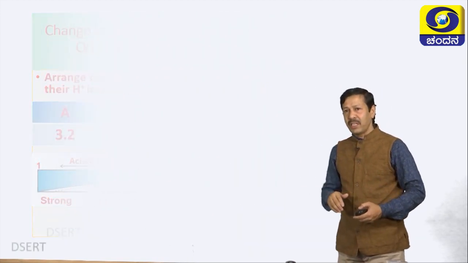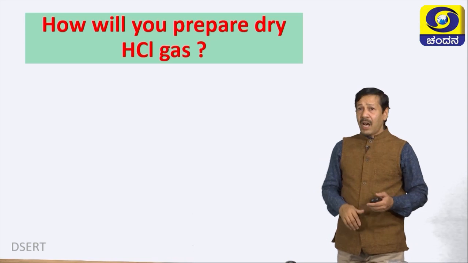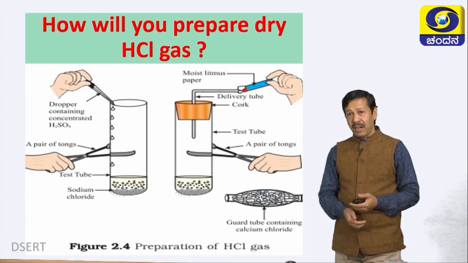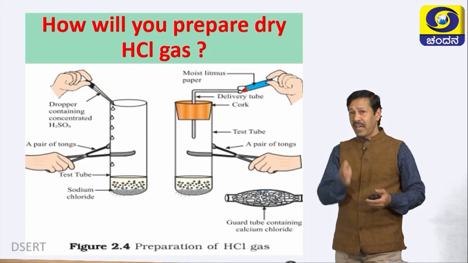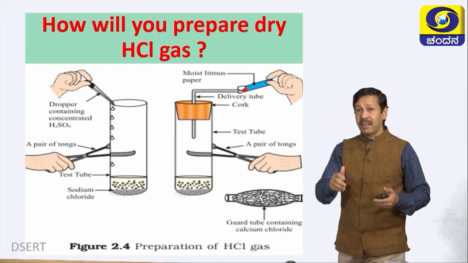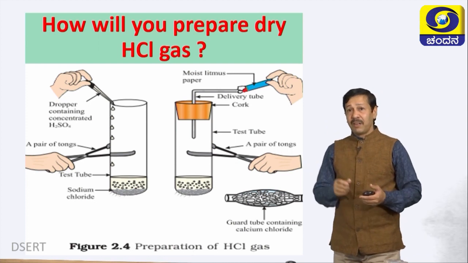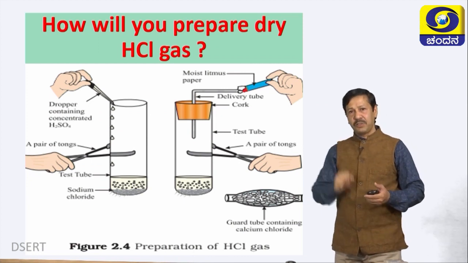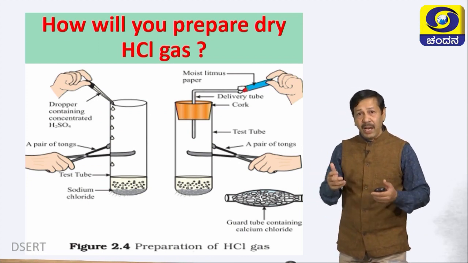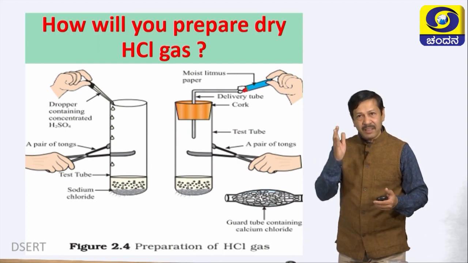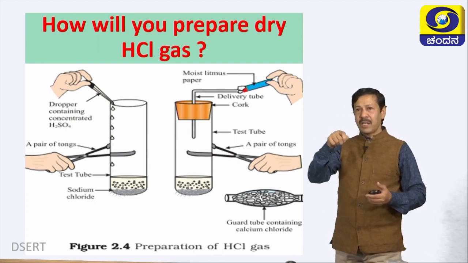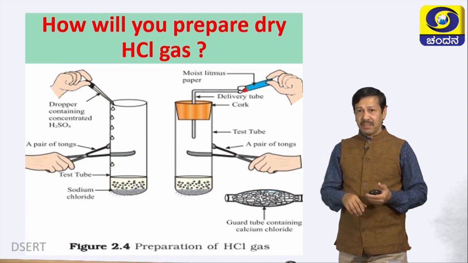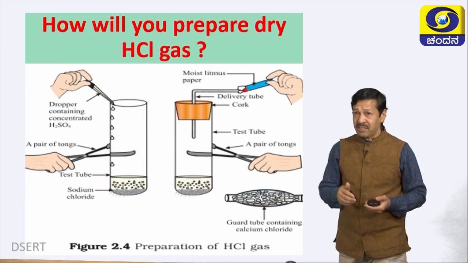Now let us move on to the next one. That is, how will you prepare dry HCl gas? This is the diagram. If you observe this one carefully, you will easily identify how to do this. First you have to take concentrated H2SO4 solution in a test tube. Add, what you have to add? Guess? Yes, sodium chloride. Put some amount of sodium chloride and you are getting HCl. So, this is how to prepare the HCl gas.